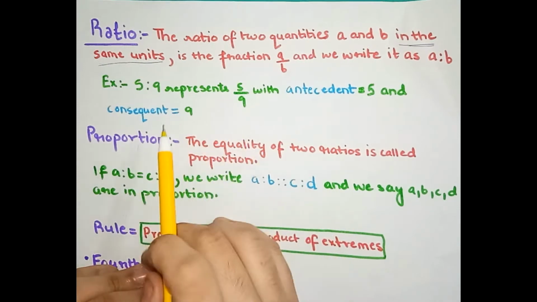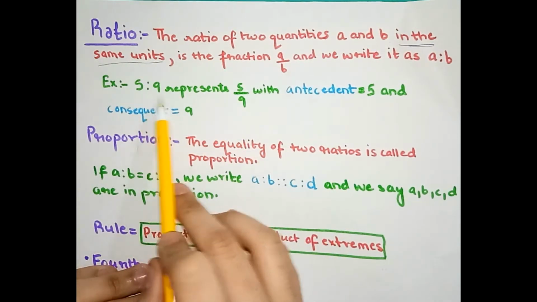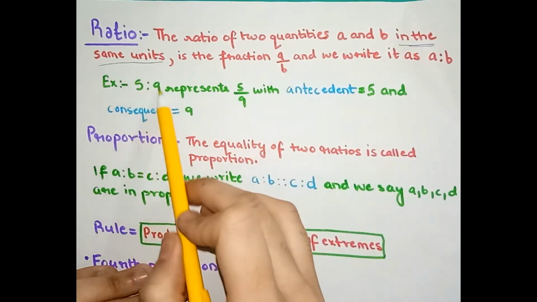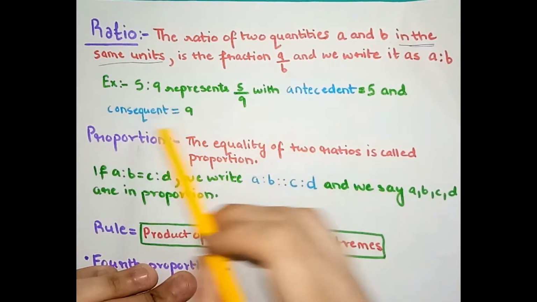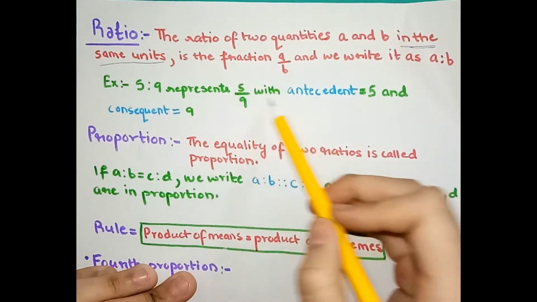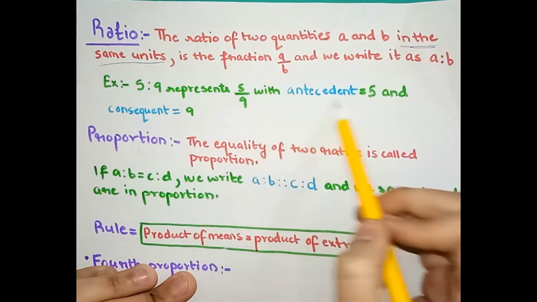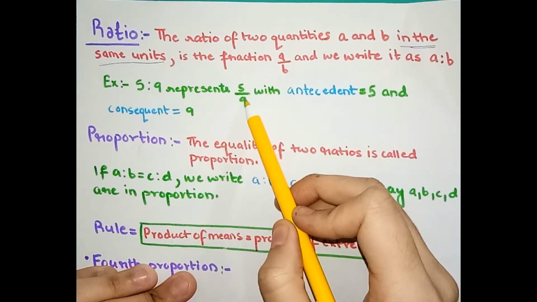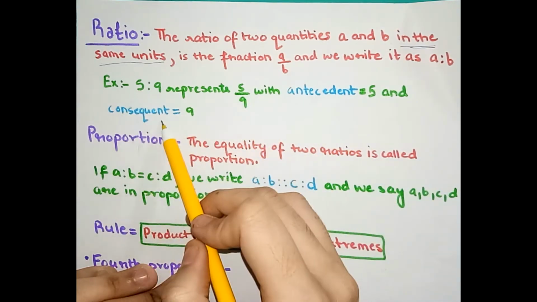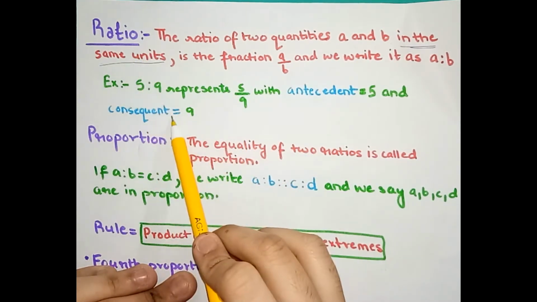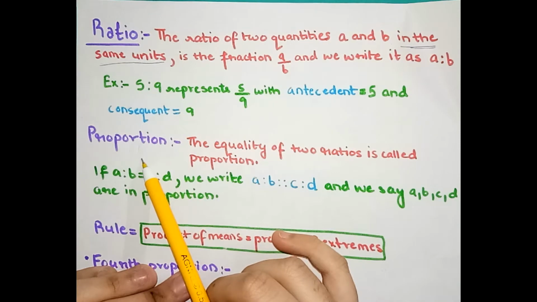For example, 5 by 9 is represented as 5 is to 9. Over here, 5 is known as the first number, or we say antecedent, right? And 9 over here is the second number, or we say consequent. Fine? Okay. This is all about ratio. We'll move on to what is proportion.